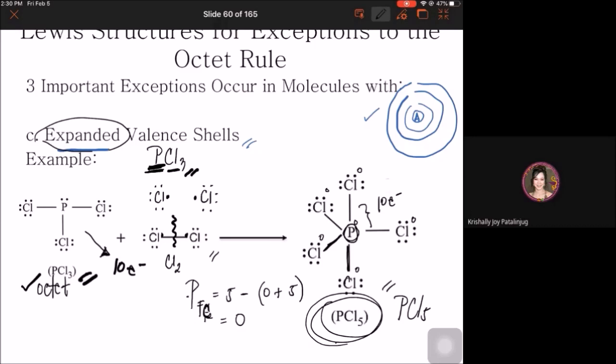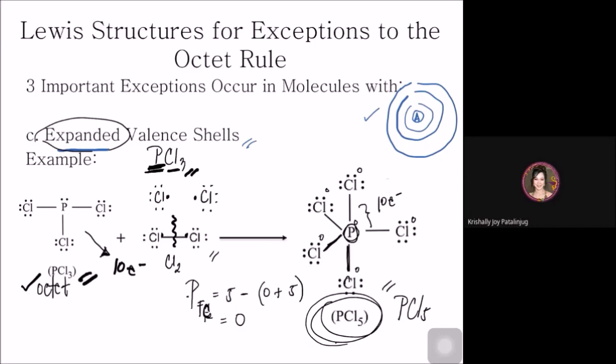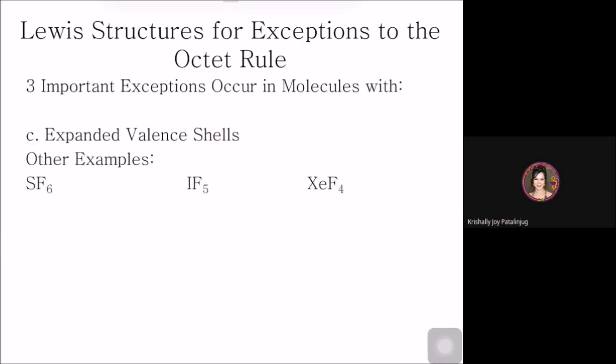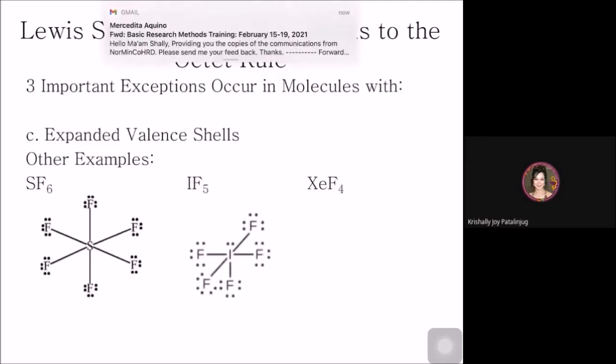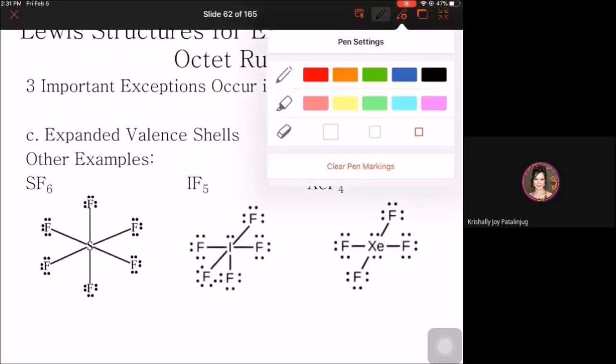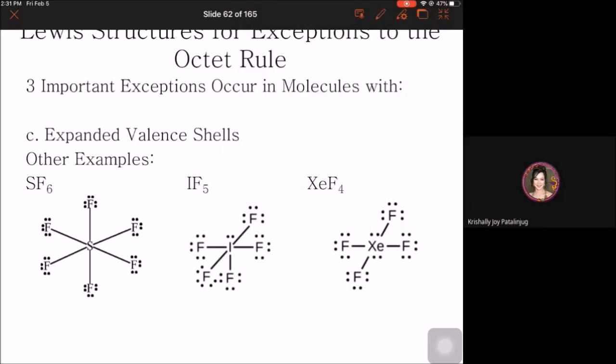Okay? So, yan yung isa sa example natin na molecule na may central atom na nag-expand ng valence shell. Sige, these are other examples. Okay? So, kung try mong i-draw ang Lewis structures nila following the basic steps, ito yung magiging result ng structures nila. Okay? Ayan. So, nag-expand sila lahat, diba?